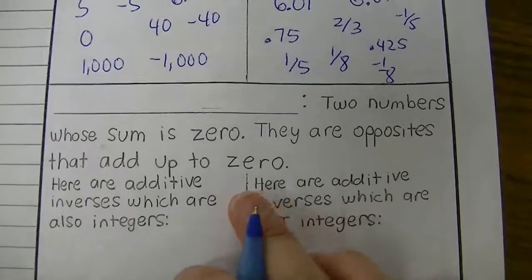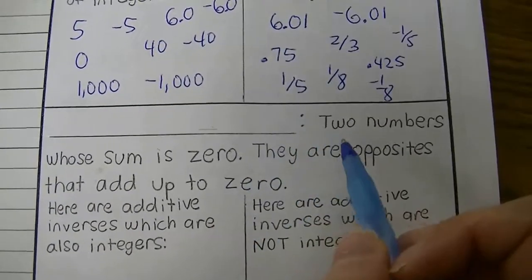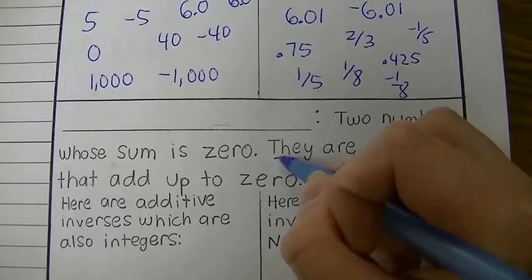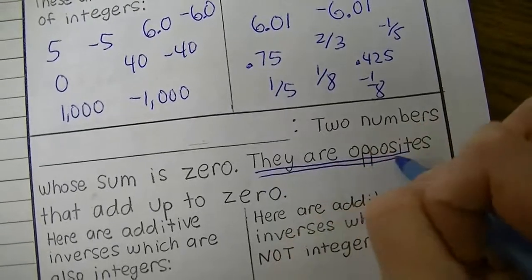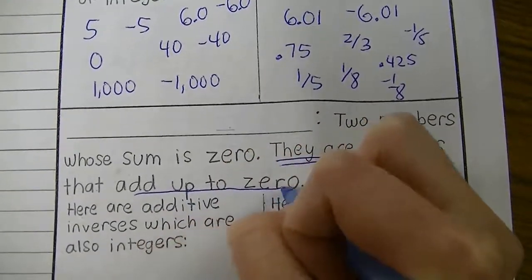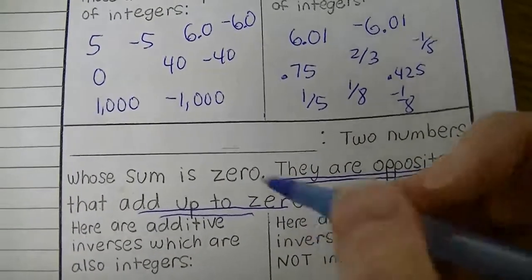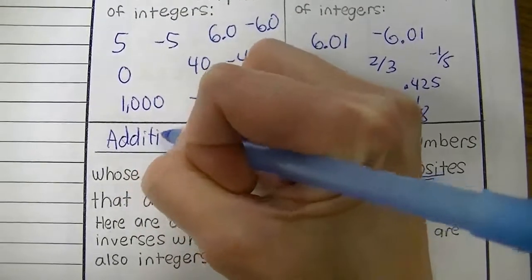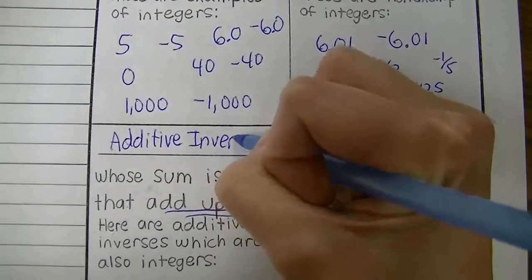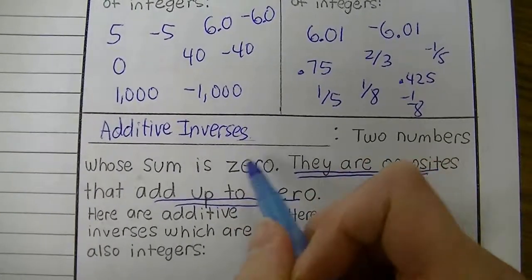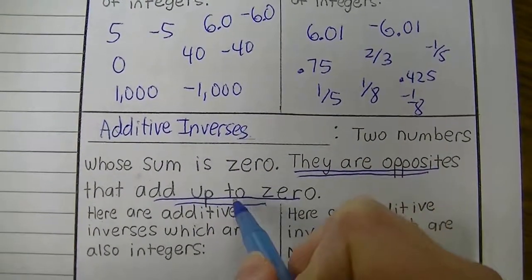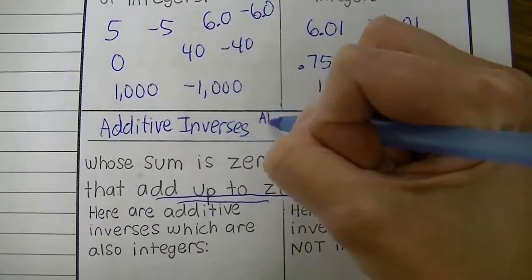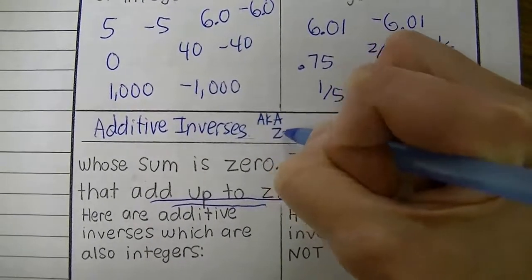The next vocab word that you need to know, its definition is two numbers whose sum is 0, and the key important thing is they're opposites. They're opposites that add up to 0. That's the definition for additive inverses. Make sure that they're opposites that add up to 0. I've also seen them called 0 pairs, so I want us to add that they're also known as 0 pairs.